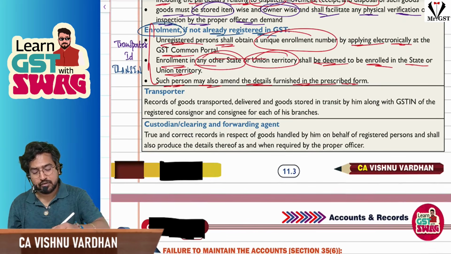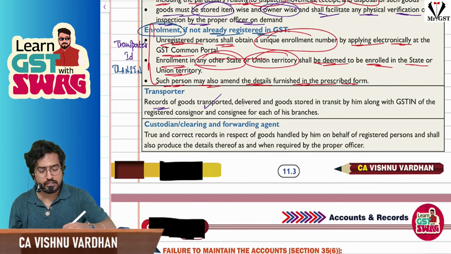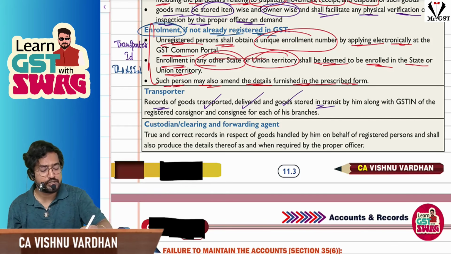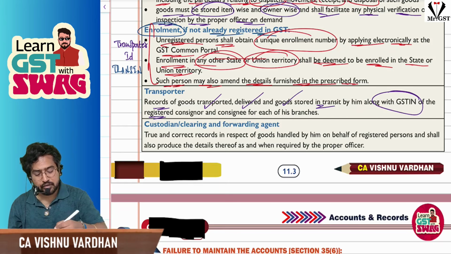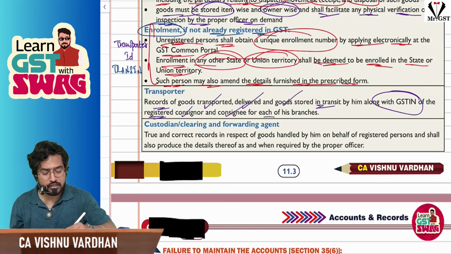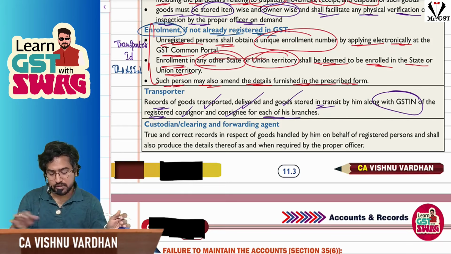And the transporter obviously should maintain the records of goods transported, delivered, goods stored in transit, where he is storing the goods during the transit, along with the GSTN of the registered consignor and consignee for each of his branches. Next, what is next one?